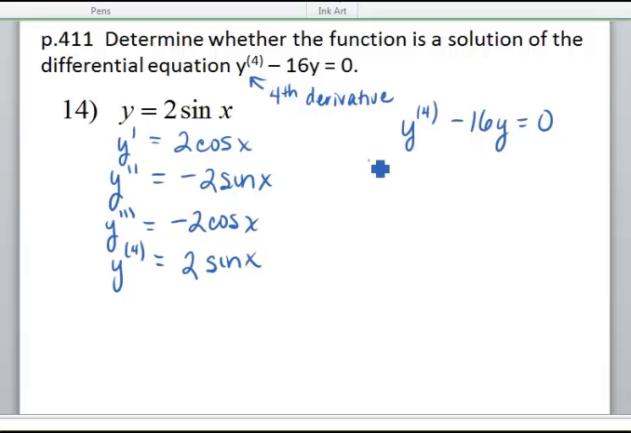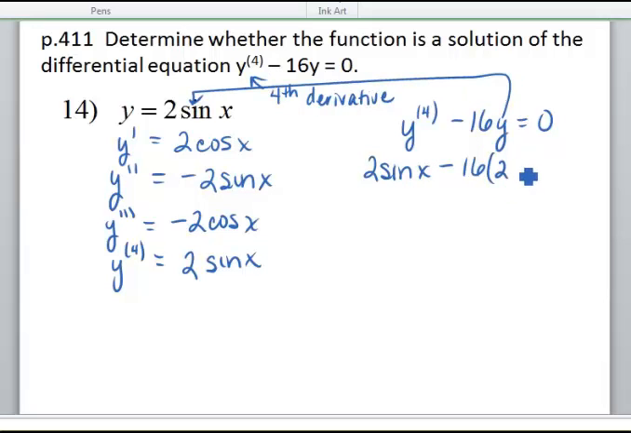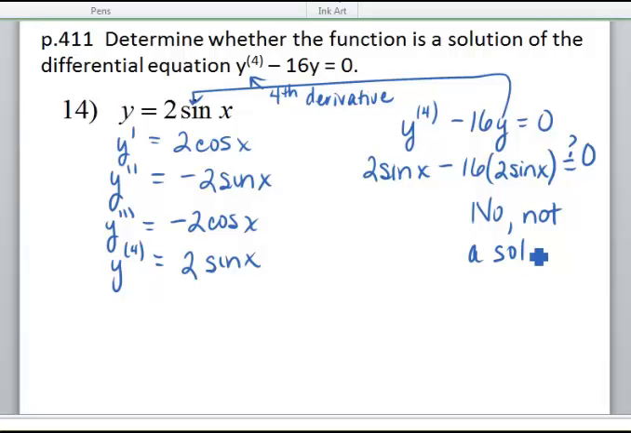So I'm going to go ahead and plug in 2 sine x minus 16 times, well, what's y equal to? It's this part right here, 2 sine x. And does this equal 0? No, definitely doesn't equal 0, so it's not a solution.